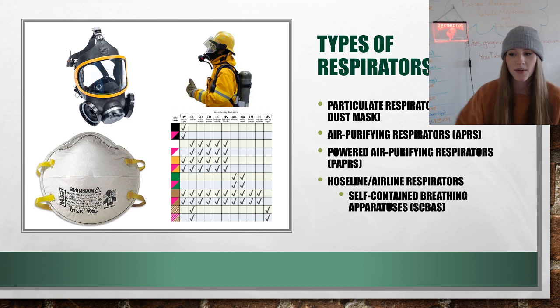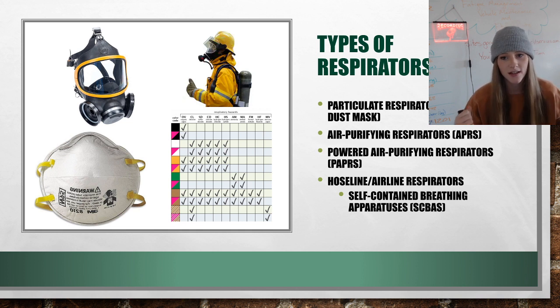Lastly, we have in the top right there a hose line airline respirator. This supplies air from an independent source using a cascade system or a compressor. They protect you against higher concentrations of contaminants, but it does limit your ability to move. Obviously, you've got either a big, bulky tank or a hose line that you're connected to.